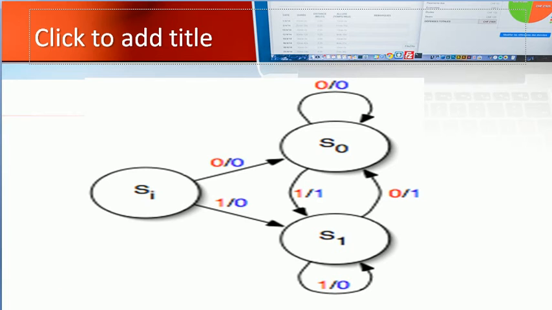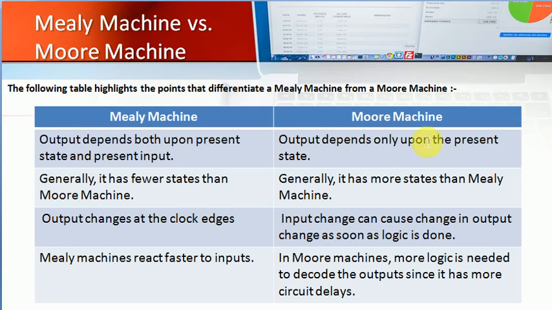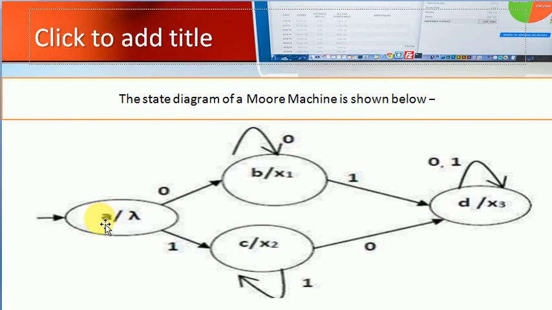And now we will see the Moore machine. Output depends only upon the present state, meaning that when we are at state A, we get an output lambda, and on giving the input 0, we move from state A to state B, and then we get the output x1. And when we give the input 1 at A, we move to C and give the output x2.